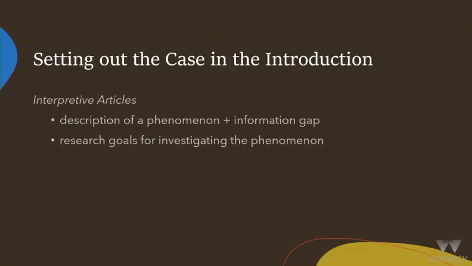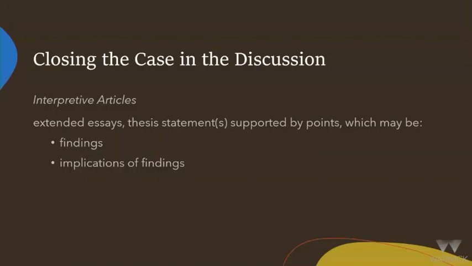But the biggest difference I found was in the conclusion, the discussion sections of these. These were written like extended essays. They had a thesis statement, and they were supported by points, which could be a finding, or it could be the implications of a finding. So these were quite tightly written, very readable kind of essays, if you like, very different from the move structure, which is more familiar, which you found in the quantitative positivist articles.